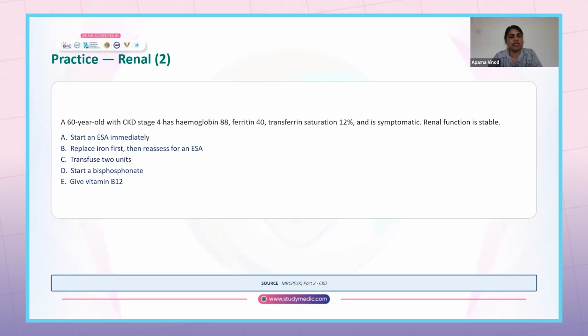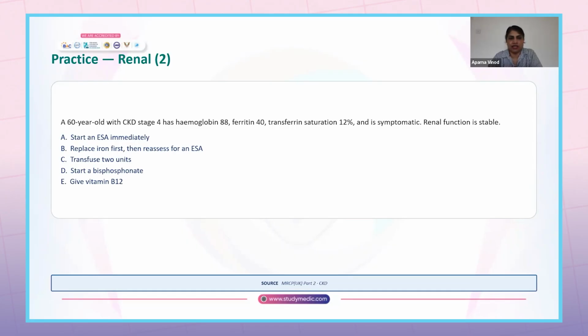Practice question. A 60-year-old patient with CKD stage 4 has a hemoglobin of 88, ferritin of 40, transferrin saturation 12, and the patient is symptomatic now, with shortness of breath probably. And the renal function is stable. Will you start an ESA immediately, or will you replace iron first and then reassess for an ESA? Or will you go ahead and transfuse 2 units? Will you start a bisphosphonate, or will you give vitamin B12? What will you do here?